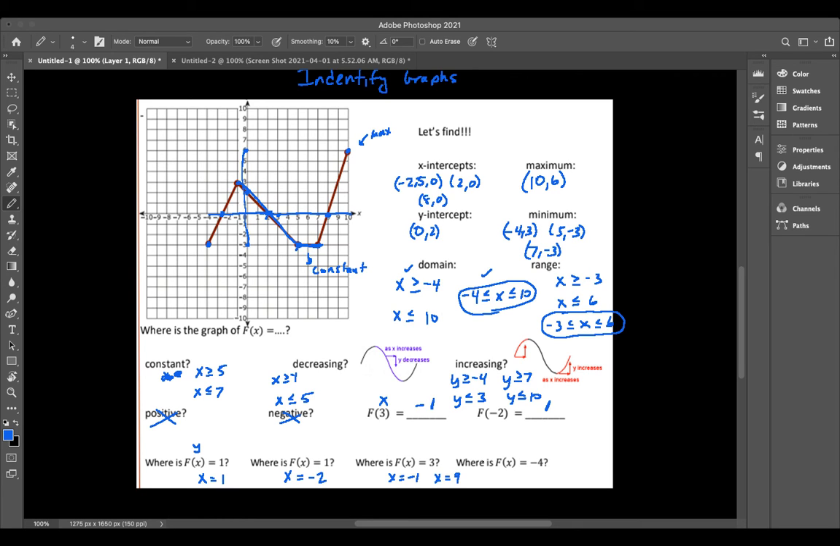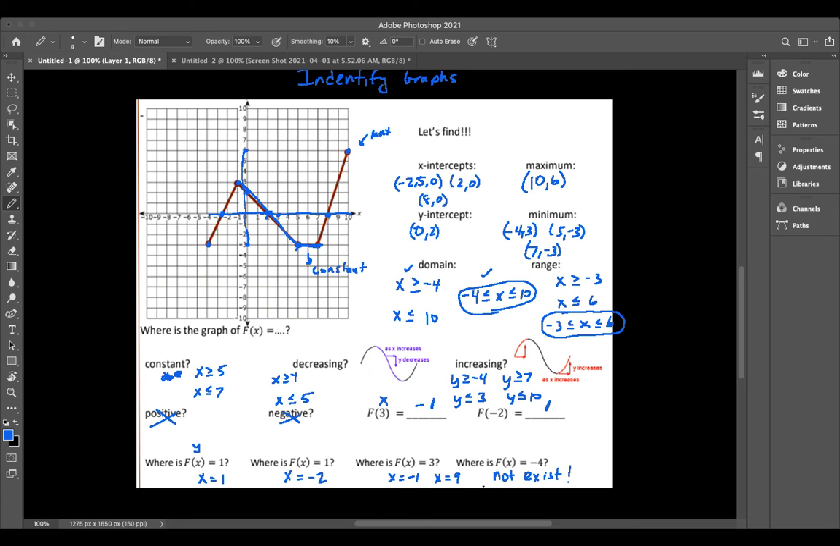Okay, and then the other one says f of x is -4. So -4 is right here. Oh, I'm sorry, the y is -4 right here. And unfortunately, looking at it, there's no line that passes -4 on the y-axis. So that does not exist. Okay, and that's what you would write there. So that's how it would work for identifying and doing these graphs.